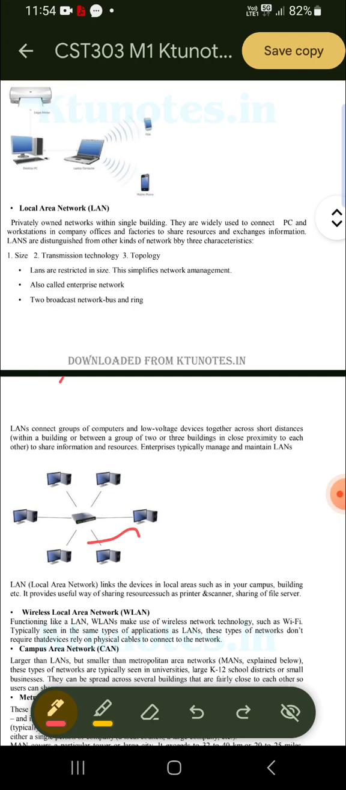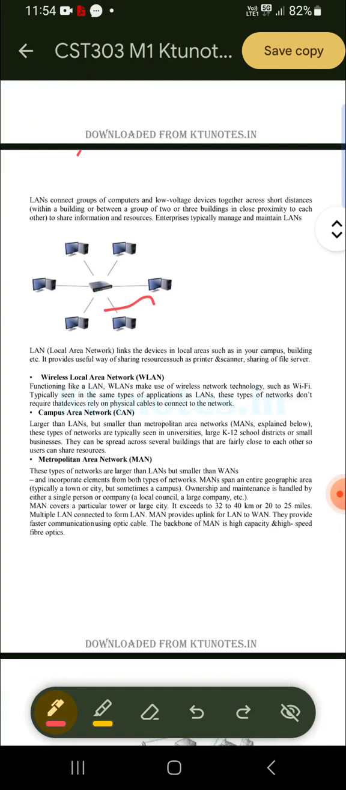LANs connect groups of computers and low voltage devices together across short distances within a building, or between a group of computers, basically in close proximity to each other, to share information and resources. Enterprises typically manage and maintain LANs. So a local area network links the devices in a local area, such as your campus, a building, etc. It provides a useful way of sharing resources, such as printers, scanners, and files. So this is how the local area network is configured.